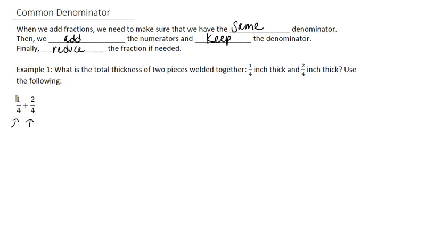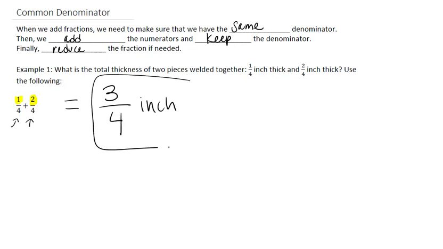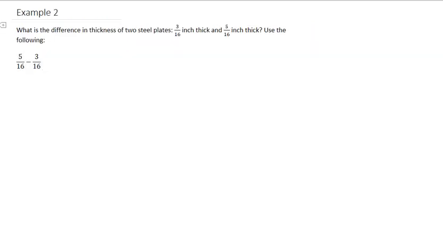And then all we do is we add the numerators together. So we go 1 plus 2, which is equal to 3. And then we keep the same denominator as 4. So we just have 3/4 inch thick when we weld this together. Now let's look at another example.